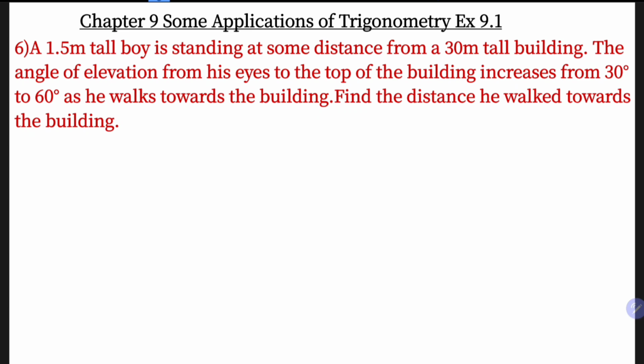A 1.5 meter tall boy is standing at some distance from a 30 meter tall building. The angle of elevation from his eyes to the top of the building increases from 30 degrees to 60 degrees as he walks towards the building. Find the distance he walked towards the building.